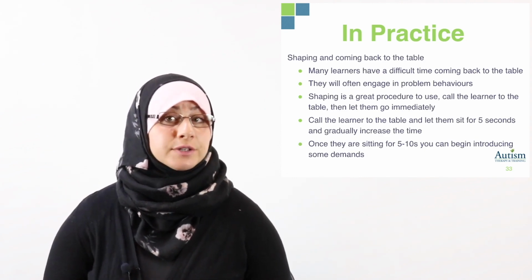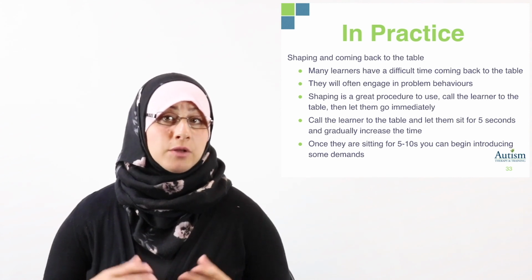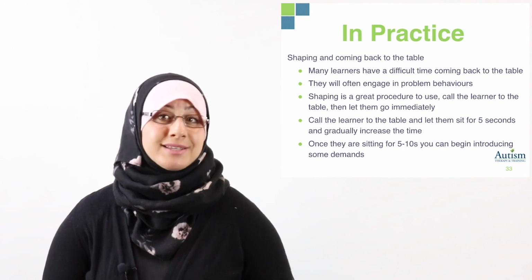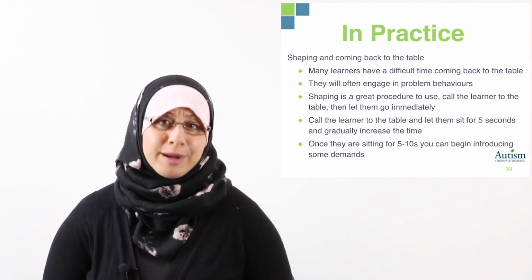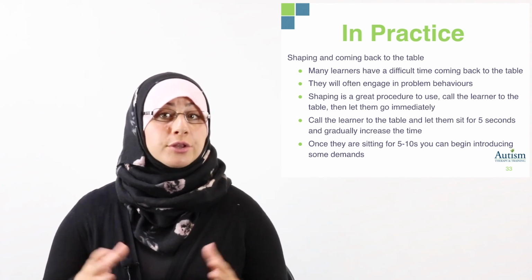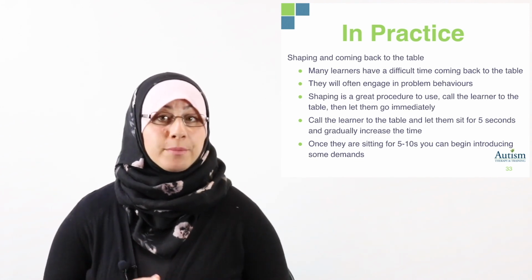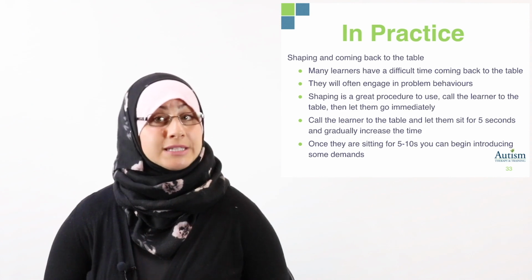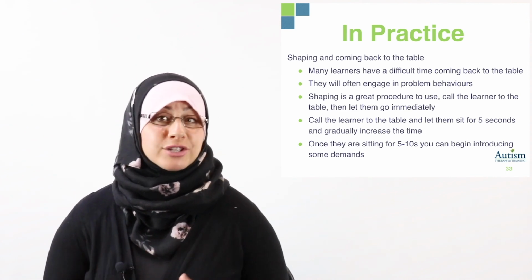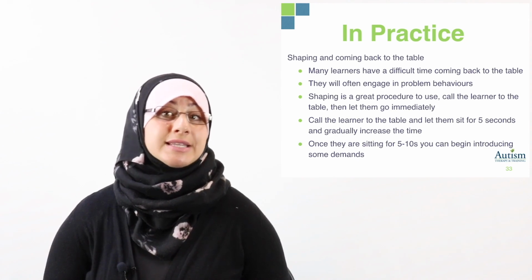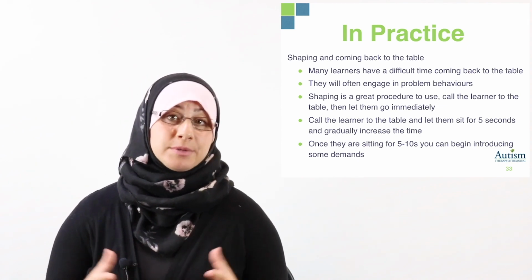Many learners have a difficult time coming back to the table. They'll often engage in problem behaviors. Rather than just forcing them back to the table, shaping is a great procedure to use. Call the learner to the table, then let them go immediately. Then call them back to the table and let them sit for 5 seconds and gradually increase that time. Once they're sitting for 5 to 10 seconds, then you can start introducing some demands.